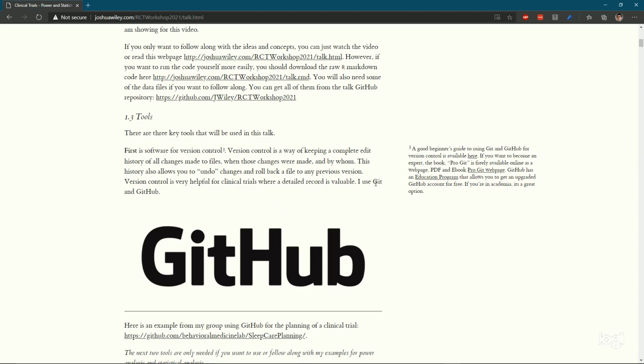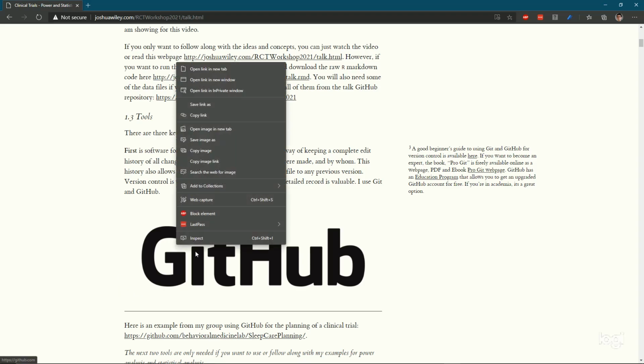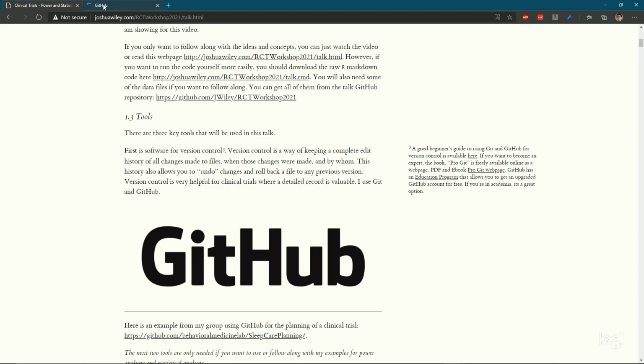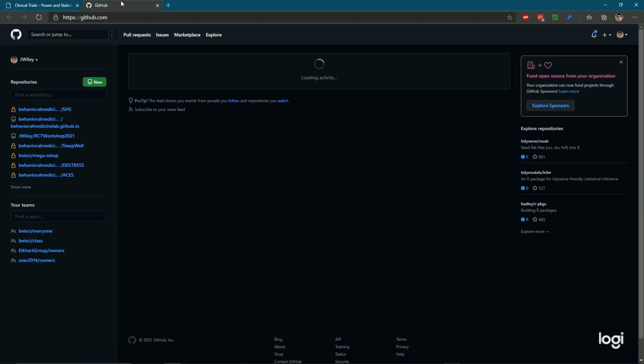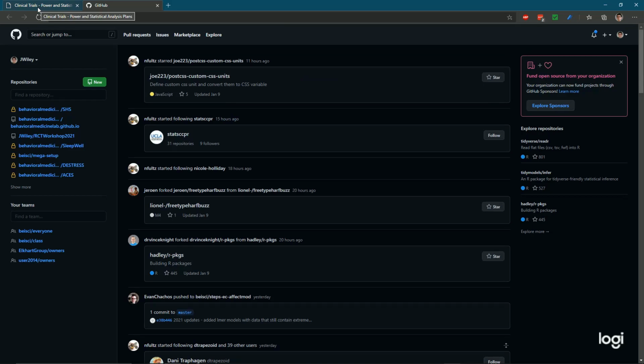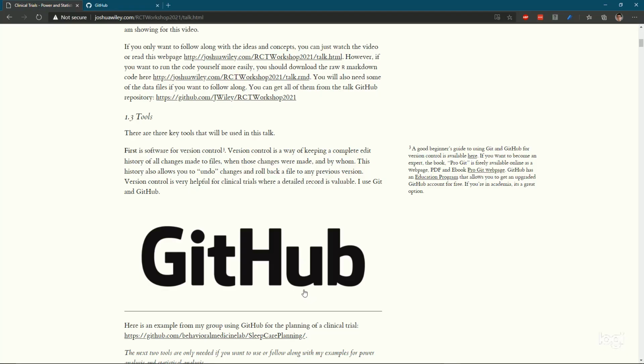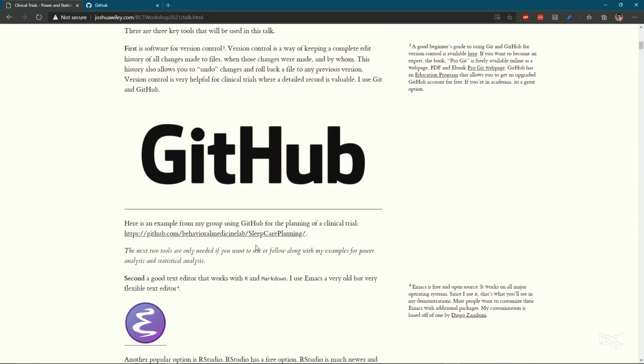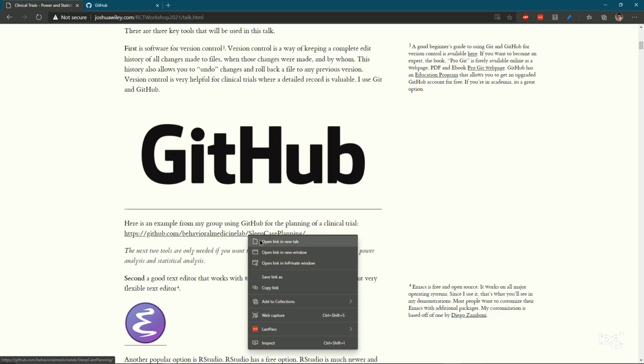Personally, I use Git and GitHub. GitHub is a central online server that uses the Git version control. And you can find that here. I'll just pop this open so you can see. This link will link to their website. So this is GitHub. I'm signed in already, so you're seeing what I can see, but you'd get to a point where you could sign up. There's free versions, professional versions for academia. And I'm just going to show you one example of using a GitHub repository for a clinical trial that I'm running.